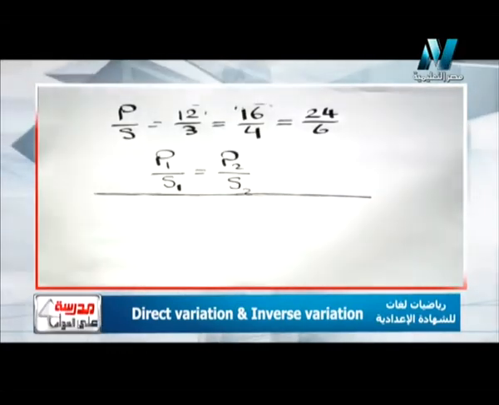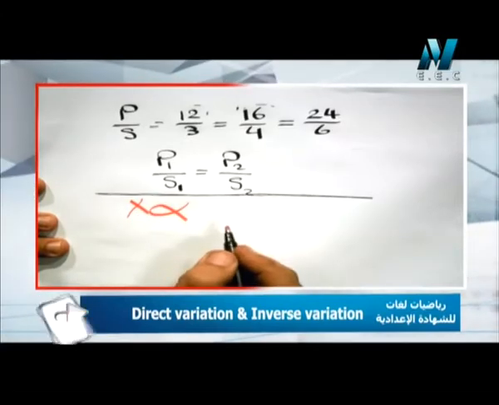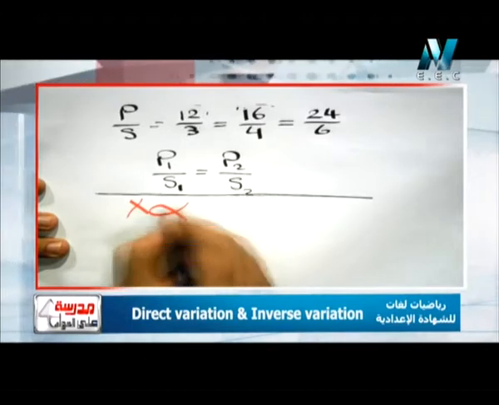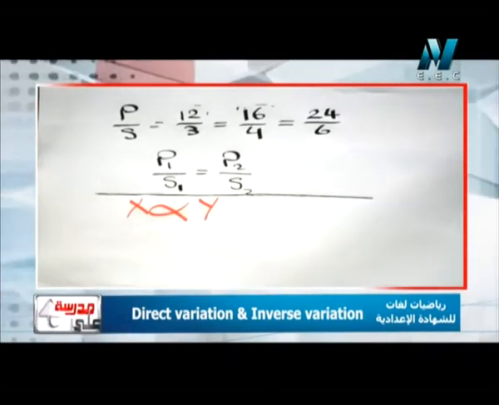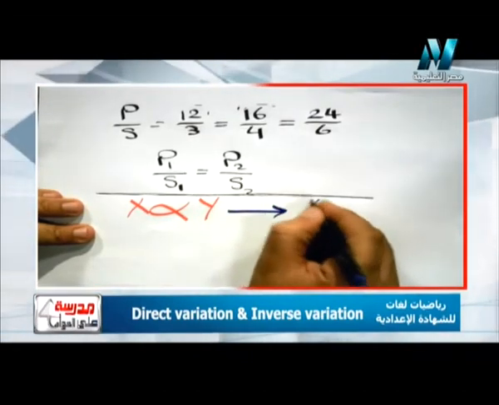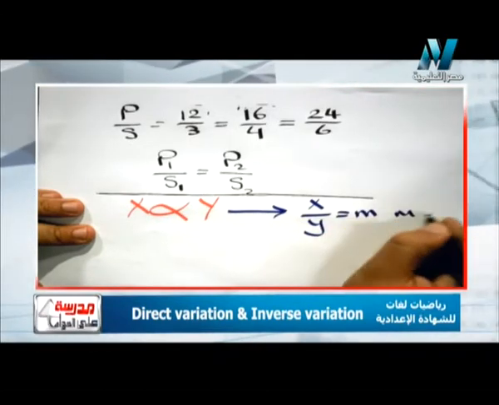لما أجي أقول X varies directly as Y، قلنا إيه العلامة دي؟ varies directly proportion، كل دي معناها السمبل دوت. X varies directly as Y. في عندي two definitions. الديفينيشن الأولاني اللي احنا كتبناه: this means the ratio between X to Y equals constant M, where M doesn't equal 0.